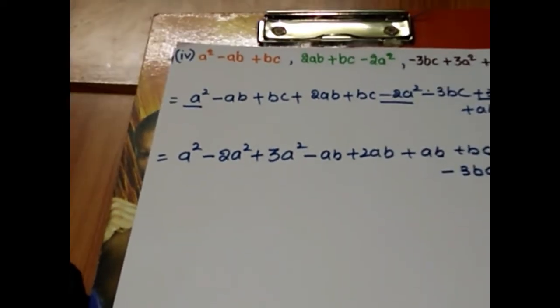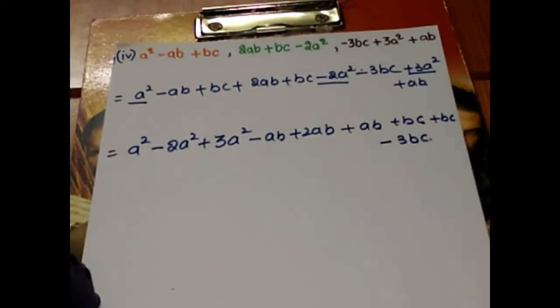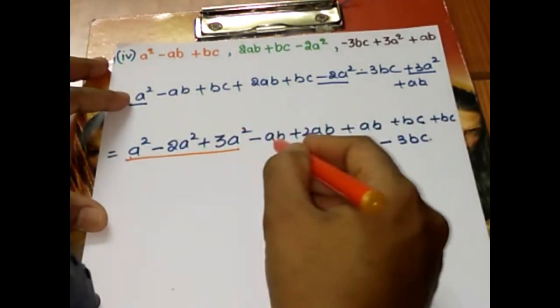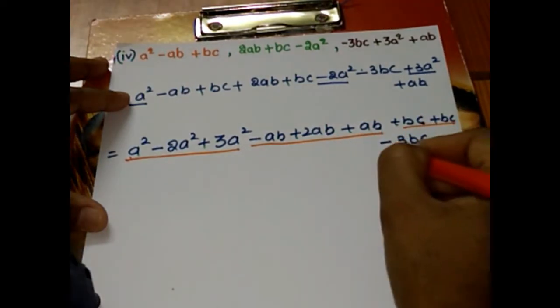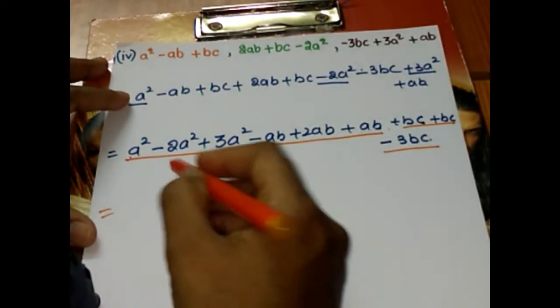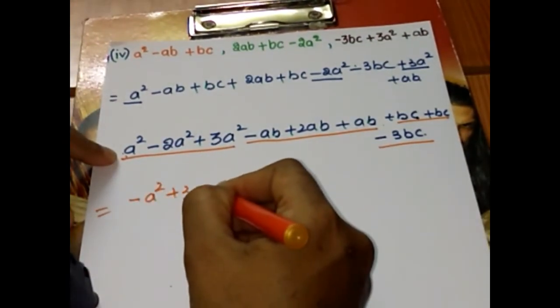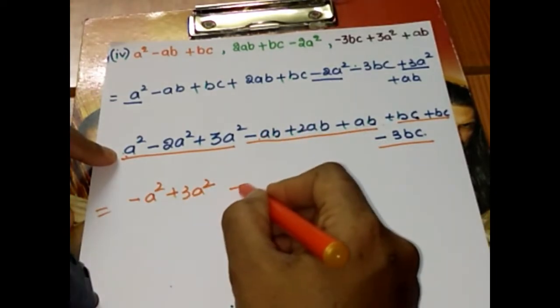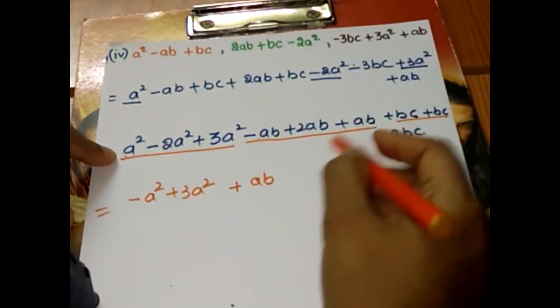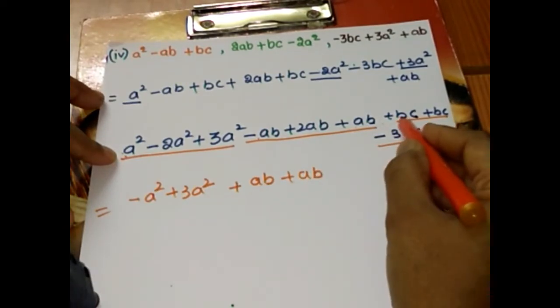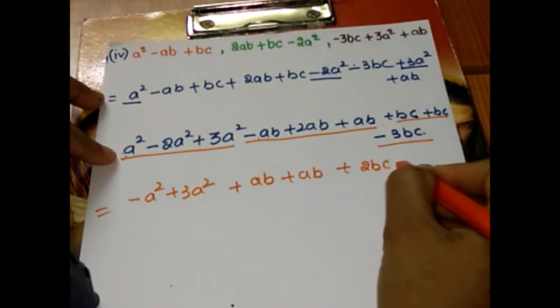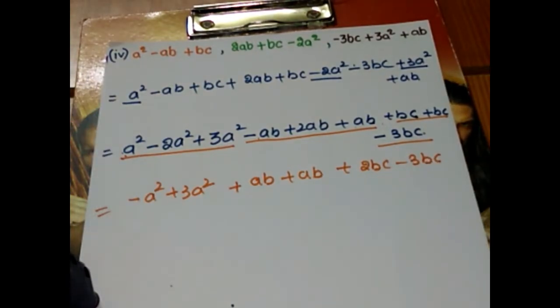So be careful, use your pencil, children, and strike off each term you have taken so that you will not miss any of the values. Now let's go with the simplification part. First one, a square minus 2a square plus 3a square, one group, second group with AB, third group with BC. 1 minus 2 plus 3 a square. Minus 1 plus 2 is plus 1, that is plus AB. Again plus AB remaining. Plus BC is plus 2BC minus 3BC.